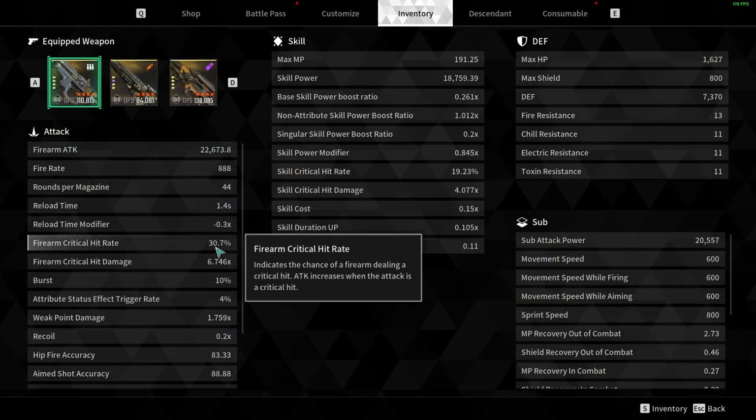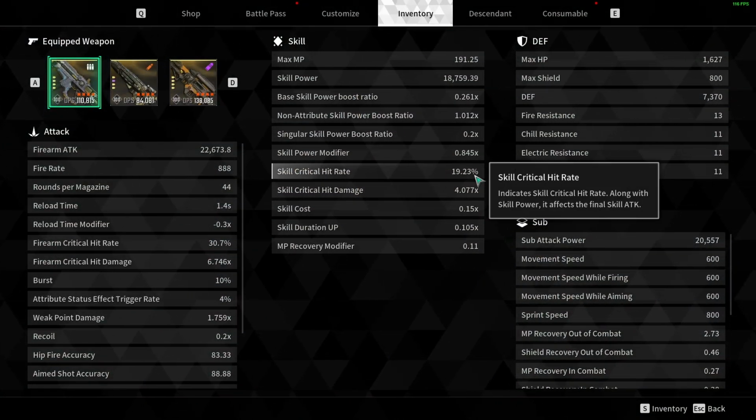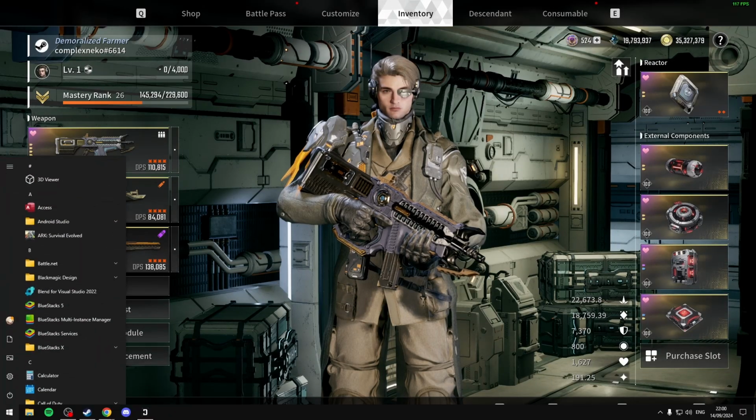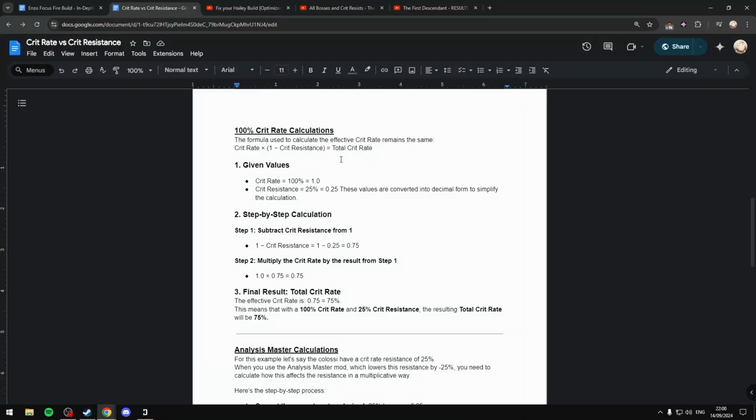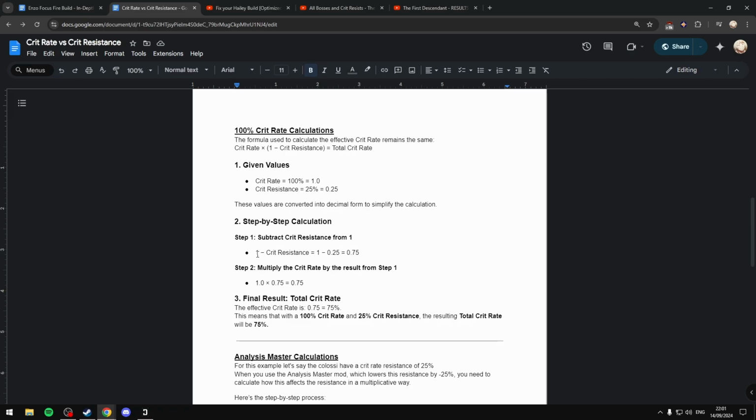On the weapon I have 38.7, and on my character I have 19.23, and you would use that value to calculate your total crit rate against certain bosses. So with 100% crit rate, our decimal number is 1, and then the crit resistance is 0.25, and the formula is the exact same again. So we do 1 minus crit resistance, the crit resistance is 0.25, which gives us 0.75.